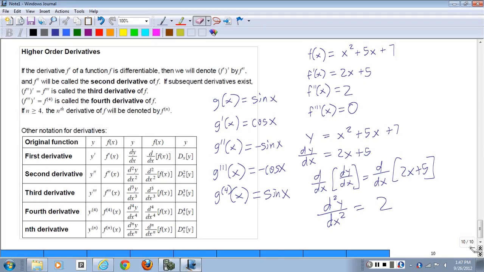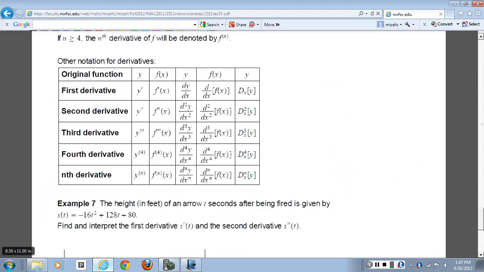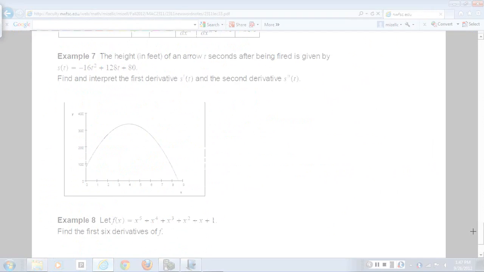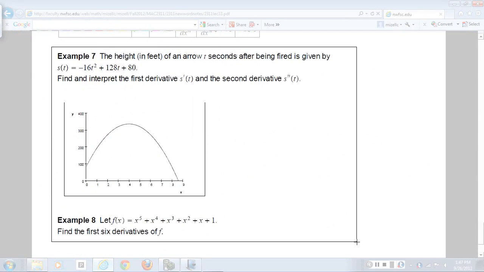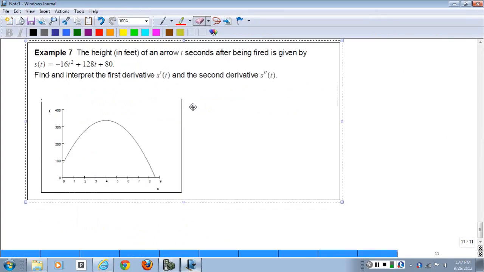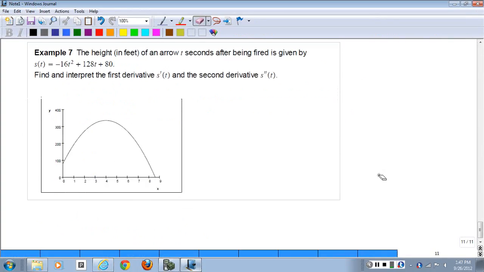Okay, a couple quick examples here before we see if we can say what we can say about the chain rule. Example 7. A little bit about the rectilinear motion. The position function, s of t gives the height in feet of an arrow t seconds after being fired.